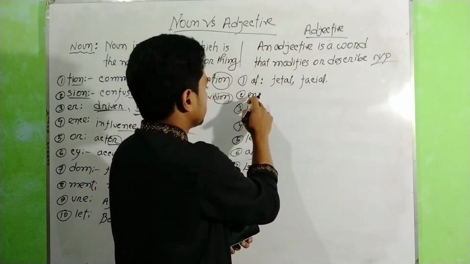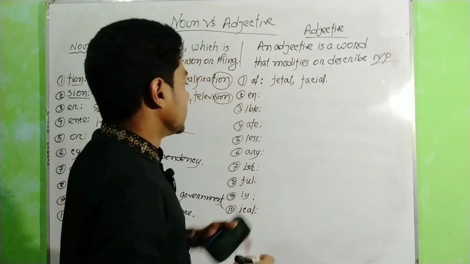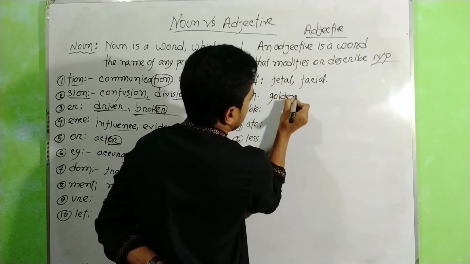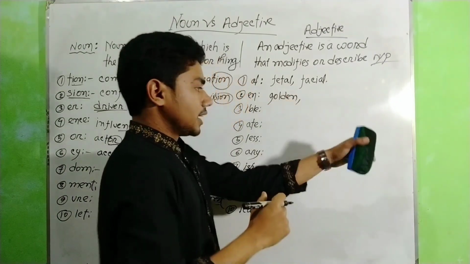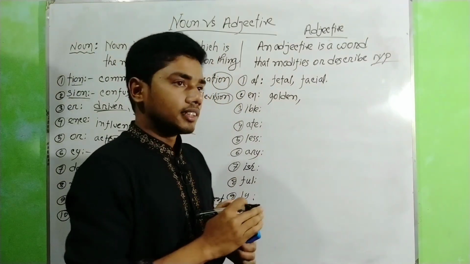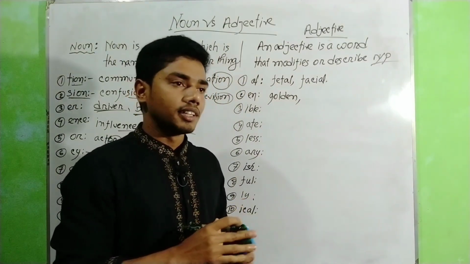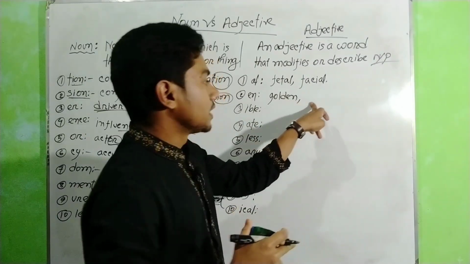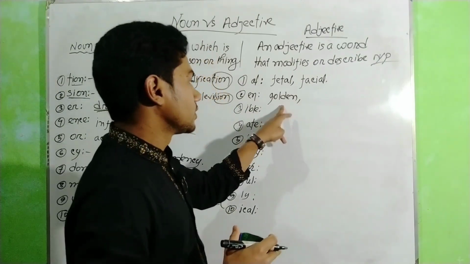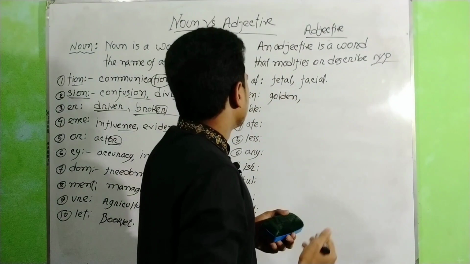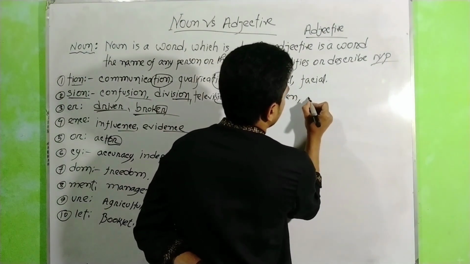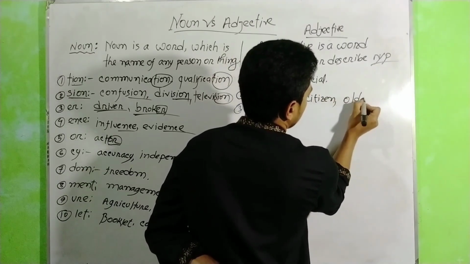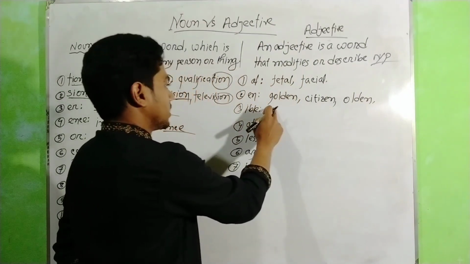Let's look at another example. En. Think of some adjective that ends with en. You can say golden. If you see a book and the color of that book is golden, you can say, I saw a book and the book color is golden. It means the color, the characteristic of this book, is golden. So it represents the characteristics of that book. So golden is also an adjective. Example, golden, olden. So many examples we can give here.